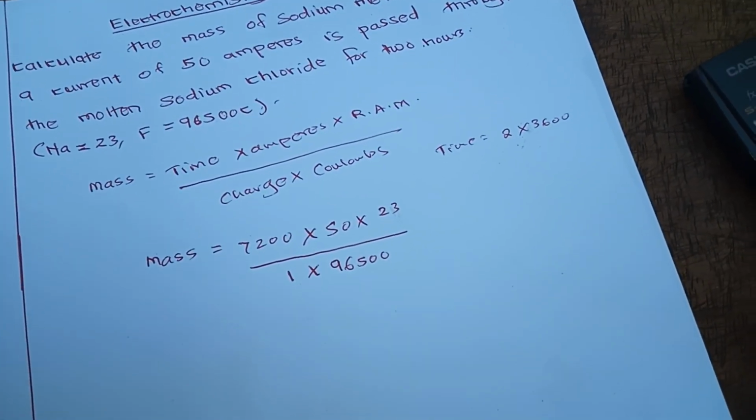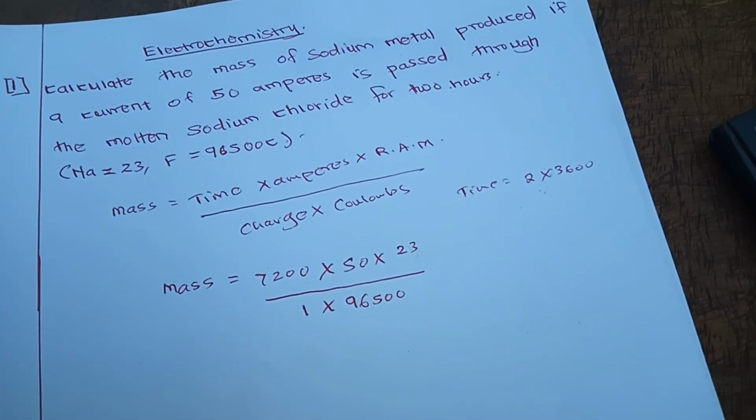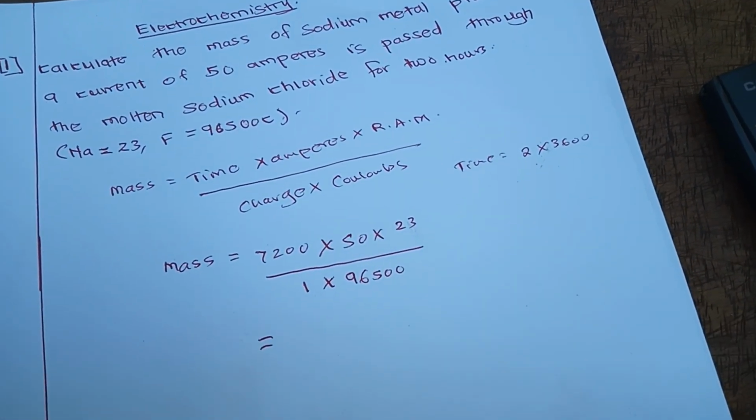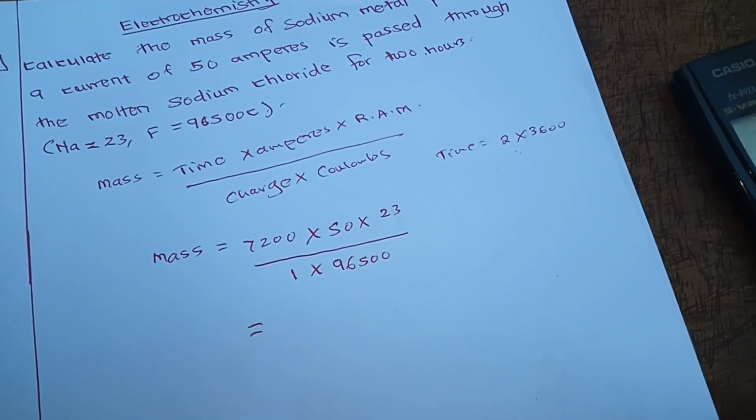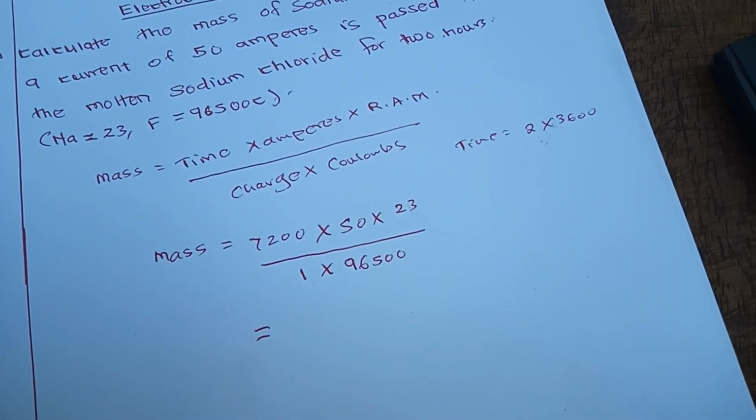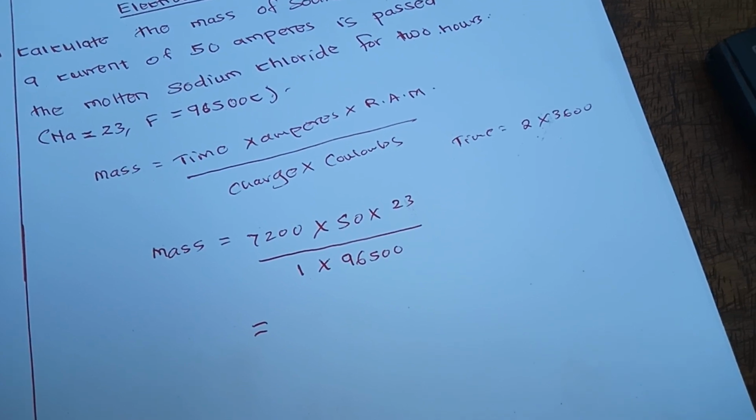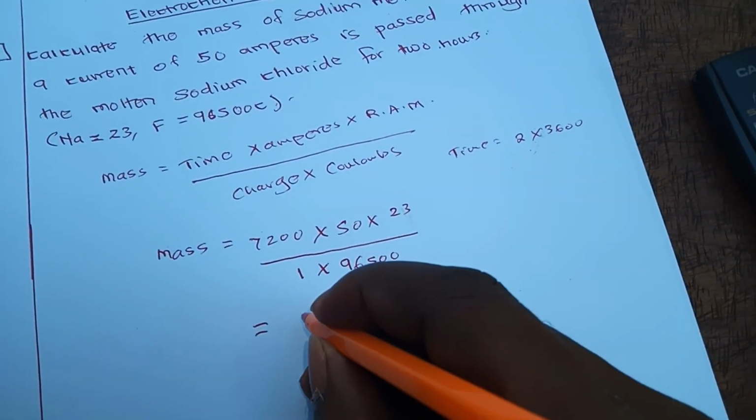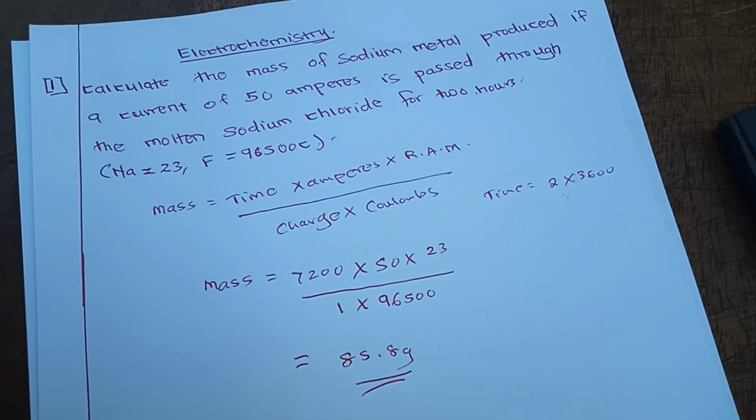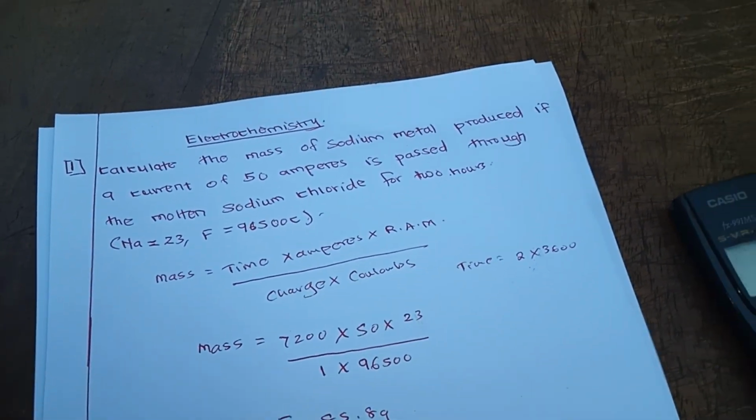So using this formula, you will just basically key in the values in the calculator, and you are going to get, if I take 7,200 times 50 times 23, then I'm dividing it with 1 times 96,500, I'm going to get 85.8 grams, which is the mass that was deposited at the cathode.